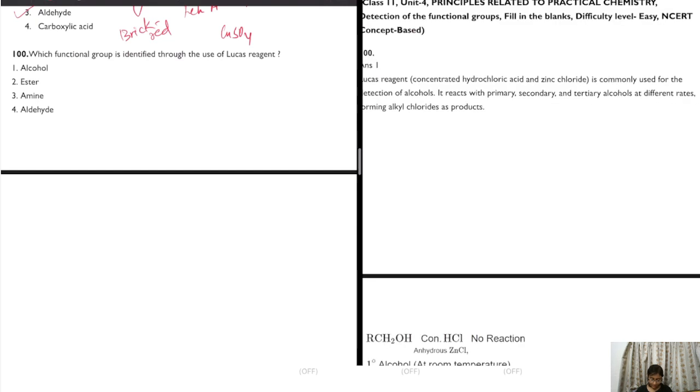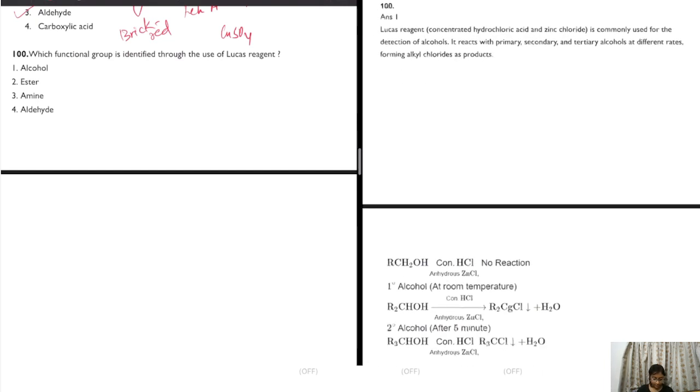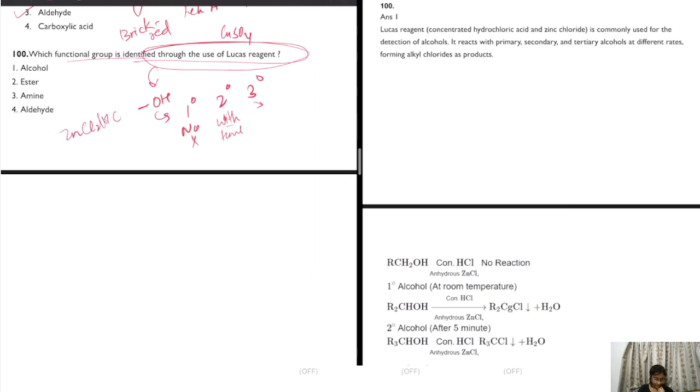Now let's see our next question, which says, which functional group is identified through the use of Lucas reagent? We have already seen this in previous tests. It is used for alcohols to determine and differentiate between 1 degree, 2 degree, and 3 degree alcohols. Okay, with 1 degree there is no reaction. With 2 degree the reaction is there, but some time is required. And here, for 3 degree, it is there immediately. It contains anhydrous ZnCl2 and HCl, right?